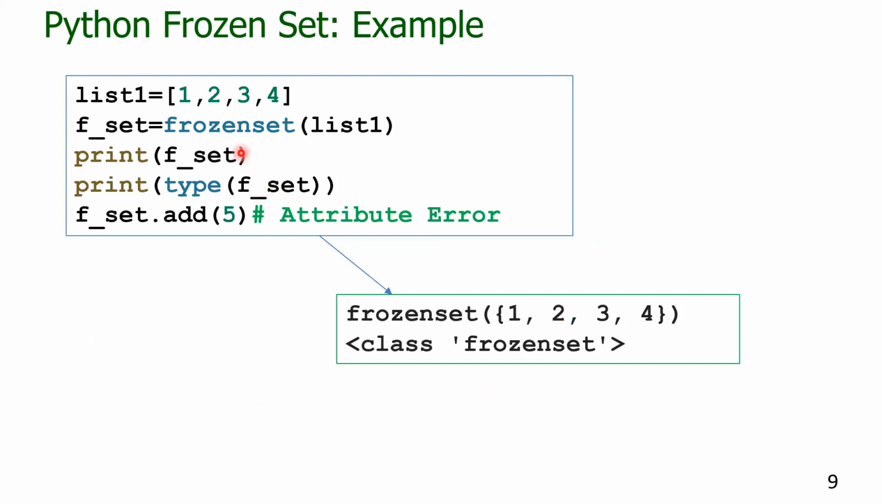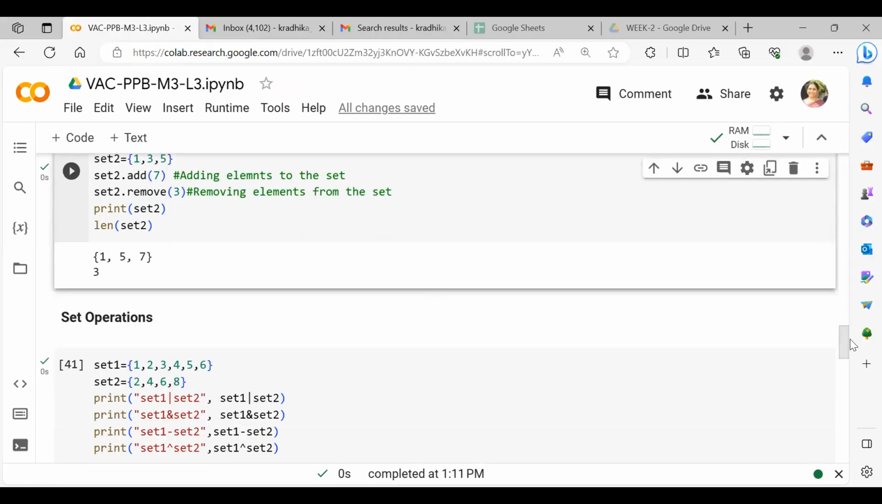Here is the example for the Python frozen set. List 1 is being created initially and then it is converted into a frozen set by using the frozenset function. Then we are printing the frozen set, which is f_set, and also the type of f_set. As we have seen just now, the frozen set is immutable. That is why the statement that tries to add an element to the frozen set returns an attribute error. Let us observe the execution of this code and observe the output.